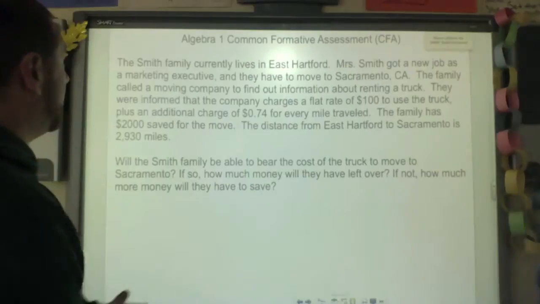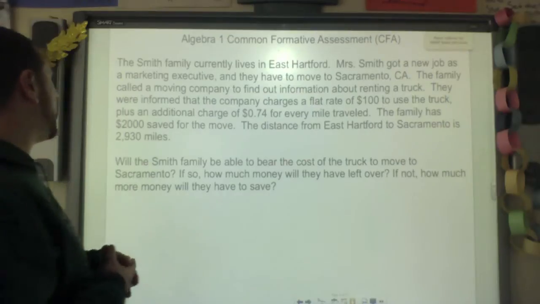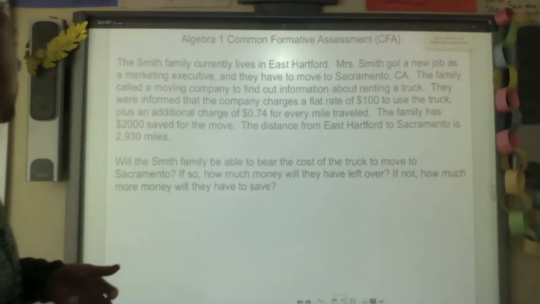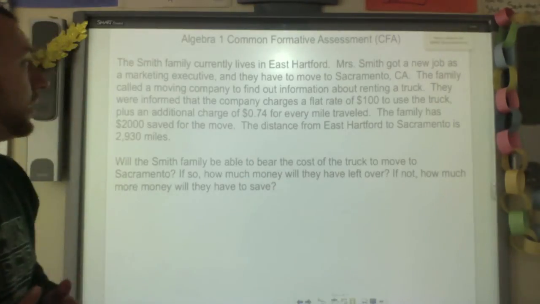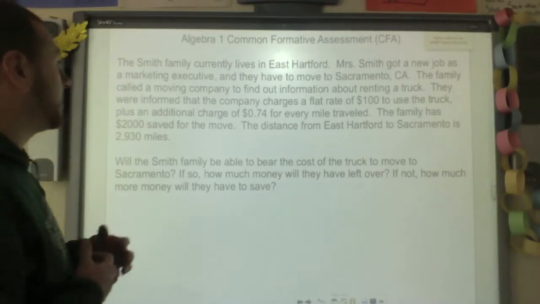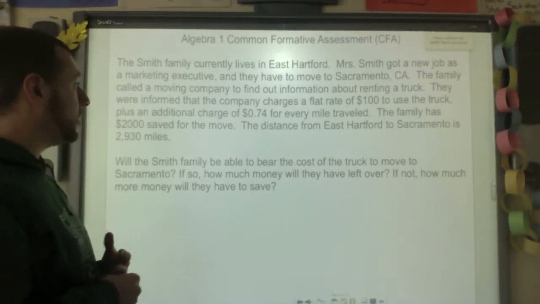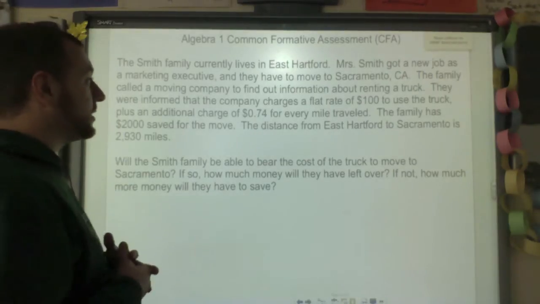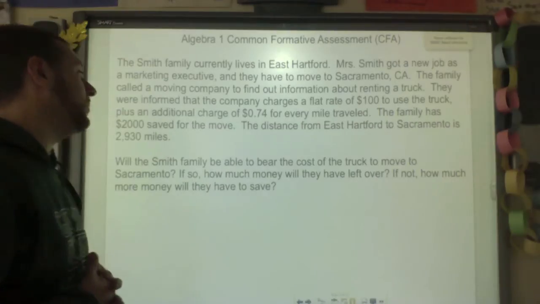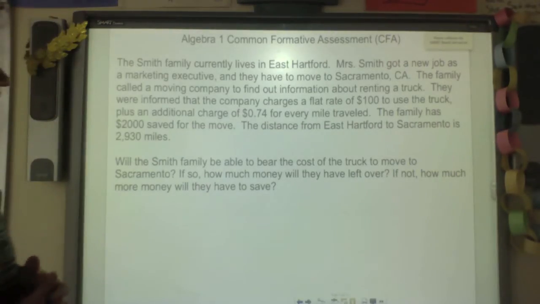Okay. So the Smith family currently lives in East Hartford. Mrs. Smith got a new job as marketing executive, and they have to move to Sacramento, California. The family called a moving company to find out the information about renting a truck. They were informed that the company charges a flat rate of $100 to use the truck, plus an additional charge of 74 cents every mile traveled. The family has $2,000 saved for the move. The distance from East Hartford to Sacramento is 2,930 miles.